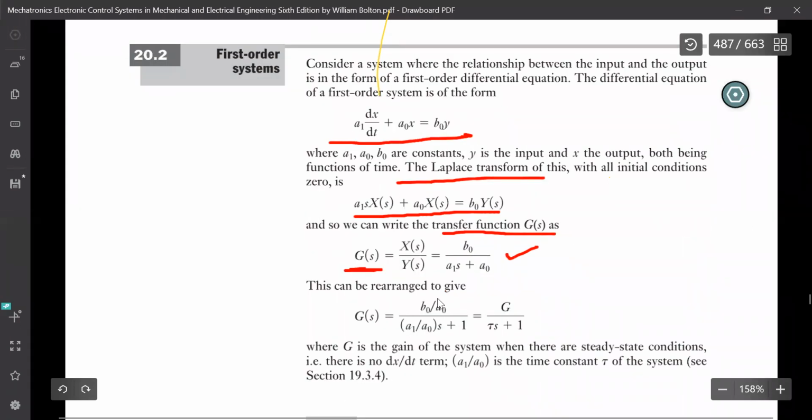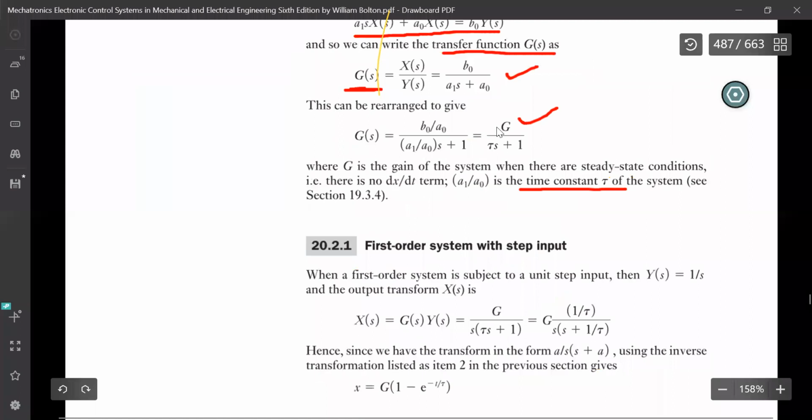Okay. This can be rearranged. Now there are a few terms that you can introduce over here, like b naught by a naught. So b naught by a naught is what? We can term it as G, the steady state gain. Then a1 by a naught is some time constant. We can replace it as tau s plus 1. So these are some of the replacements you can have in your function. So this is the final function for a first order system.